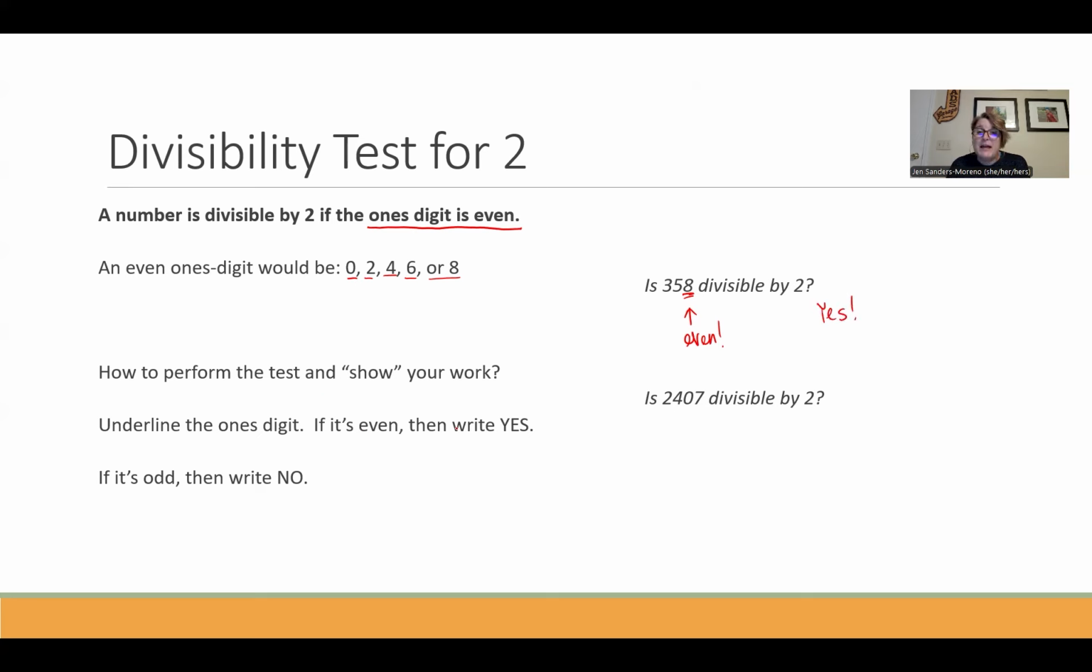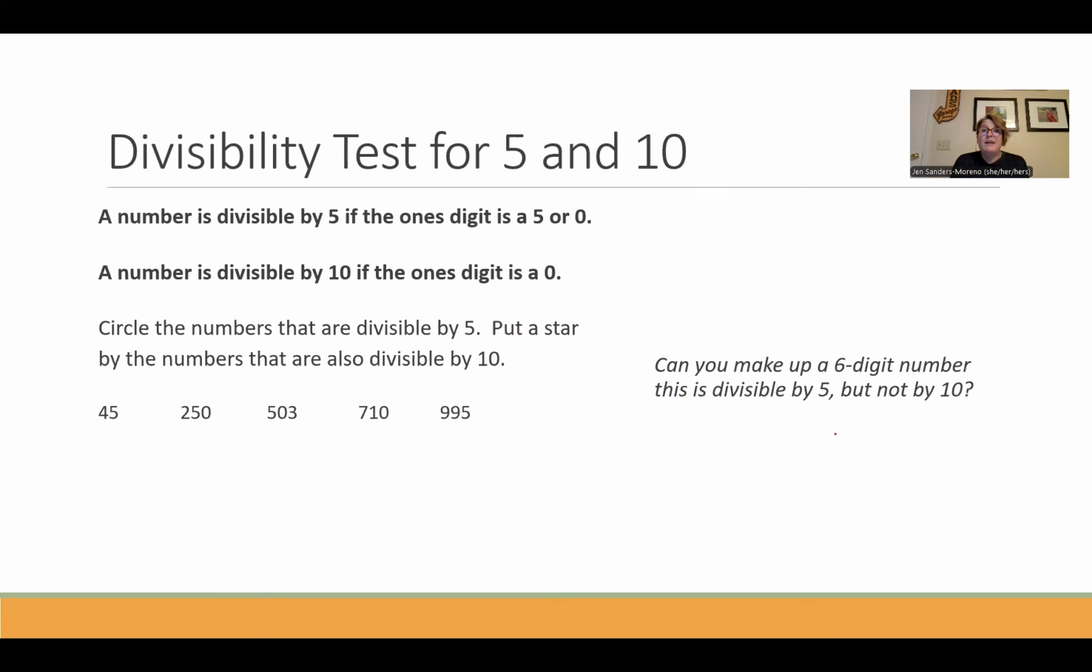Okay. On the flip side, down here, if we have the number 2,407, we don't care about the 2, 4, the 0. We only care about the ones digit. And that is odd. This is not even. So that's a nope. And that's all the work you have to show. Just underline, highlight, circle the ones digit, and you're looking to see if it's even. Yes. If it's odd, no. Okay. So that was the easiest test.